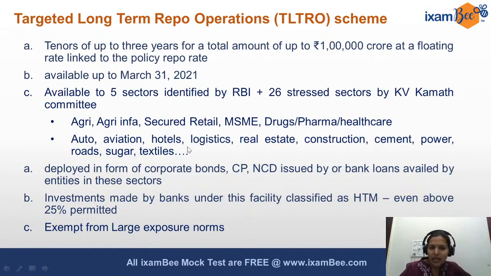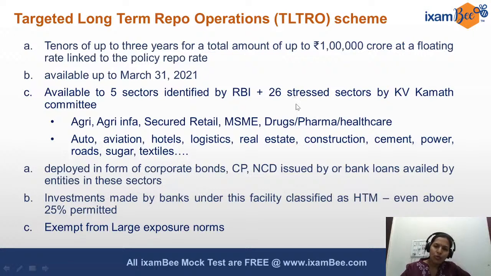I have not listed down all the 26, but some of the key ones that were identified by KV Kamath committee were auto sector, which included auto manufacturing, auto retail and all. Aviation was there, hotels was there, logistics, real estate, construction related, so building materials, cement, real estate, power, roads, sugar, textiles, trading, wholesale trading. So these were some of the sectors that were identified. As I said, I have not listed all 26.